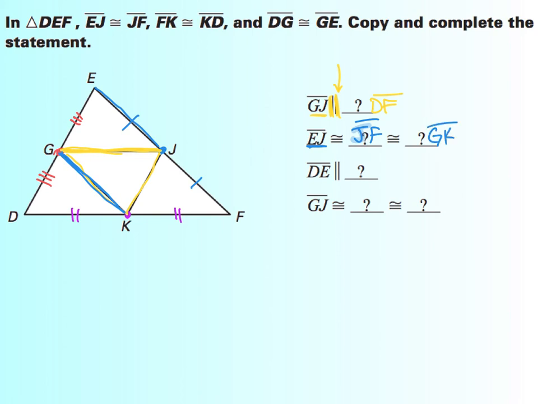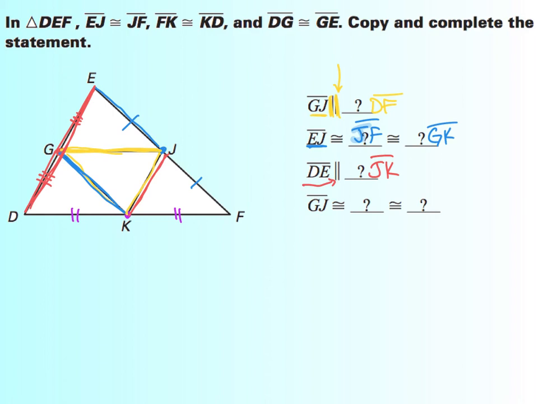Then moving on to the next one, we're looking at DE. DE is this segment here. What is DE parallel to? Again, remember that marking right there means parallel. Well, that's going to be parallel to its midsegment of JK. So that would be JK, what I'd fill that answer with.